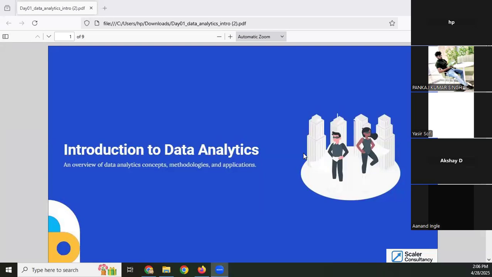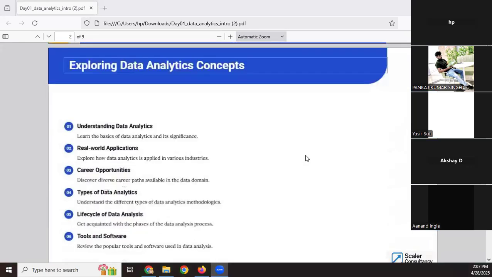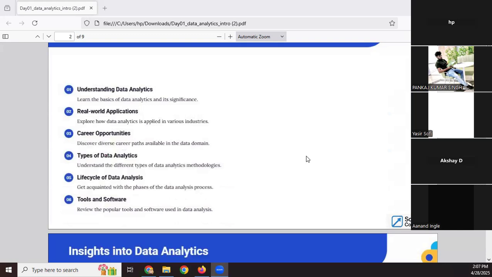So welcome everyone again. Today we will be working on the introductory part of a data analyst. What is the life cycle of a data analyst? What is the work culture of a data analyst? And what are the key software and tools that a data analyst uses? For that, I'll be covering all of these concepts within the next 6 slides.